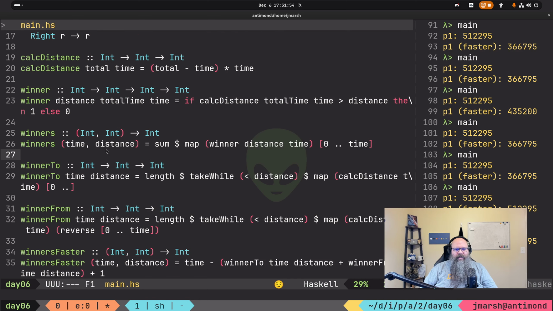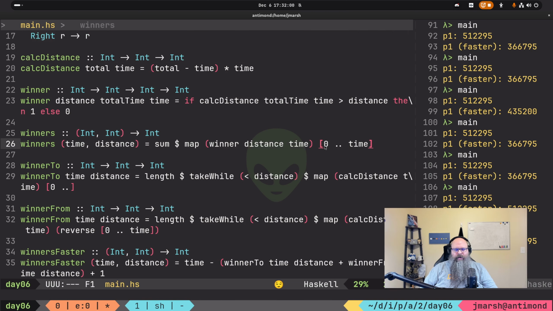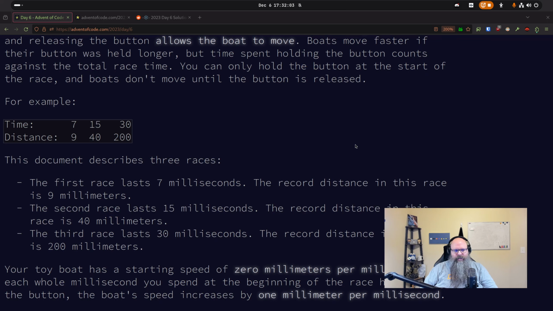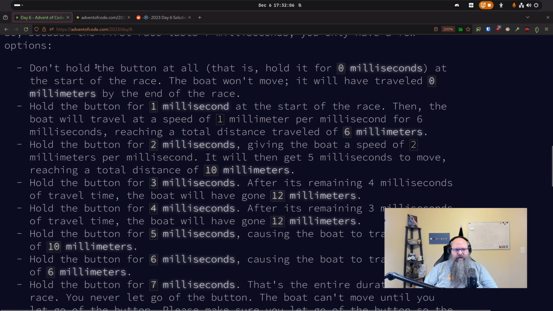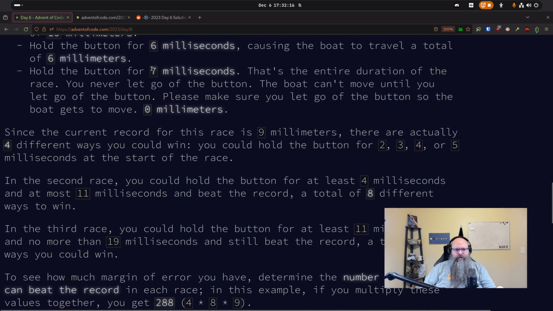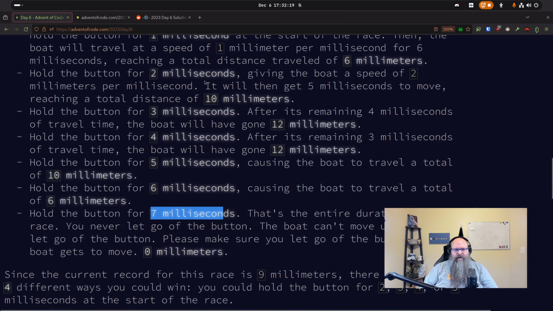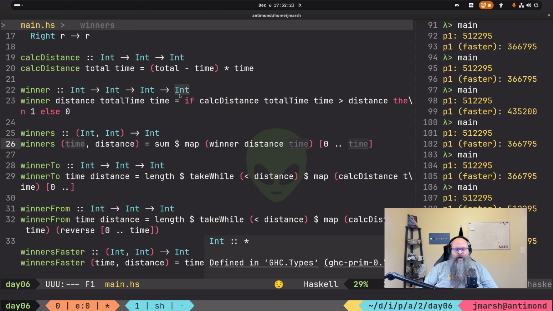The way you calculate a winner, at least for my naive solution, was just brute force. I'm going to go through from 0 to time, just like they did here in their example. Start at 0, the zero being how long you hold it. So hold down the button 0 milliseconds, and you do that all the way to 7 milliseconds, the end, and figure out how many of them win.